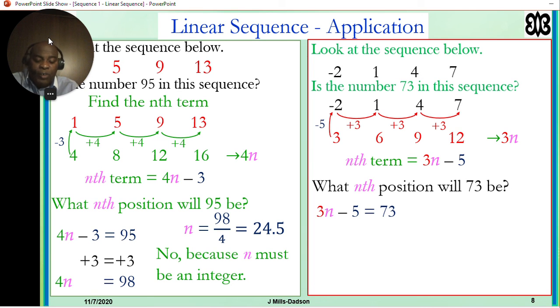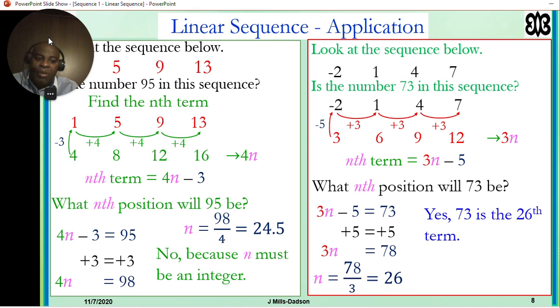We now solve for n. Add 5 to both sides. Divide through by 3, sorry. We realize that n equals 26. It's exactly the whole number that we have been looking for. So that means that if we carry on this sequence, in the 26th place, we're going to see the number 73 there. So we say yes, because 73 is the 26th term.